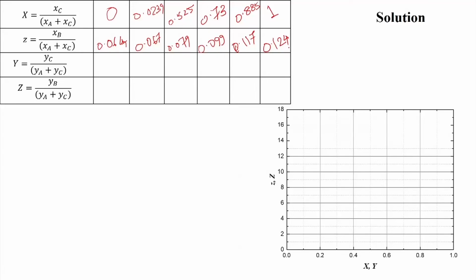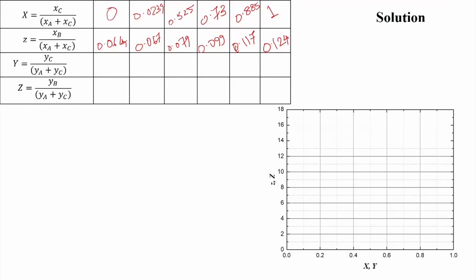For capital Y, that is for the extract arm. So, these 2 points are for the raffinate arm. So, we will be drawing this in the X, Y versus z, Z plot. Actually, whenever X varies from 0 to 1, the small z values are all within 0.124, means it will be almost along the X, Y line. Okay.